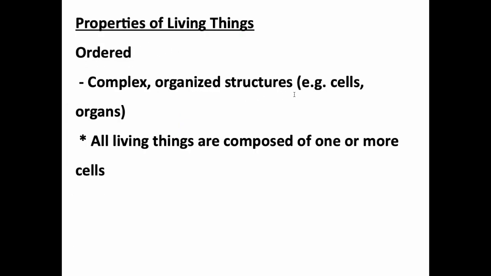Complex organized structures: cells are organized structures, organs are organized structures, just to name a couple of these things. All living things have this kind of organization. And importantly, side note, part of this organization means having a cell or cells. By our definition, all living things are made of one or more cells. That means if you ain't got a cell, we don't consider you to be alive.